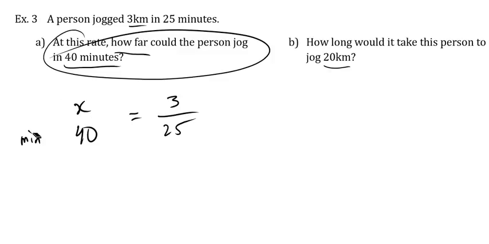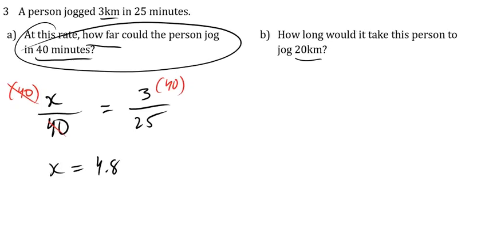And then what do you do? You multiply both sides by 40. 40 divided by 40, and I get 3 times 40 divided by 25. What does that work out to, Taylor? 4.8. So what does that mean? How far can a person jog? 4.8 kilometers in 40 minutes. How long would it take this same person to jog 20 kilometers?